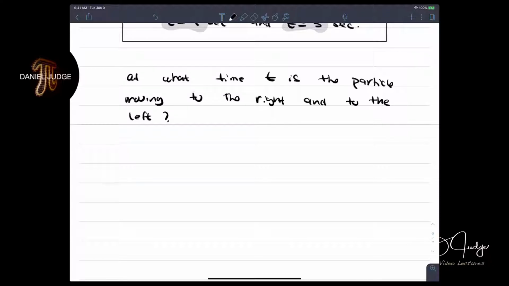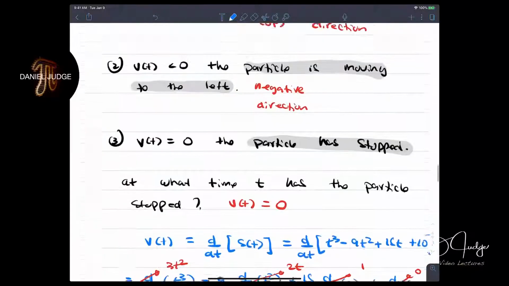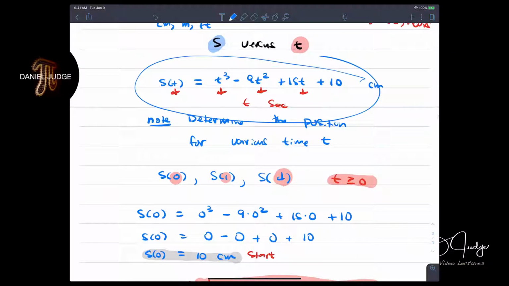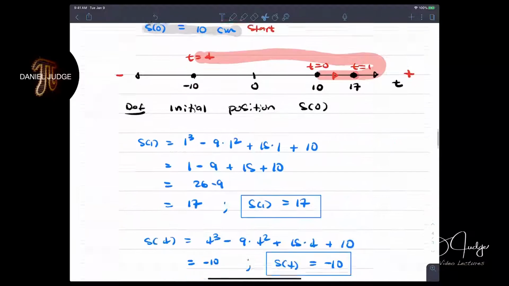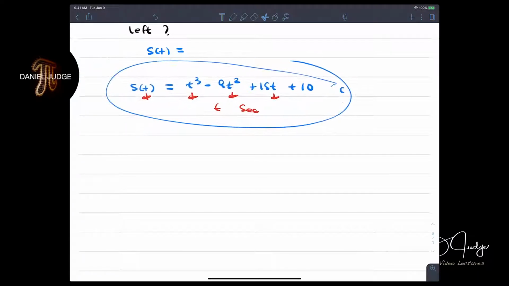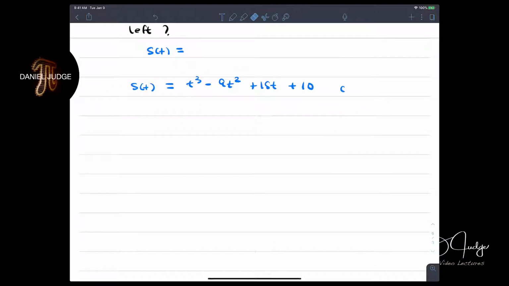Now, this is a big deal, ladies and gentlemen. So go back here. I'm going to recap. I know my position function, right? Here's the position function. Here's my velocity function, right? 3t squared minus 18t plus 15.